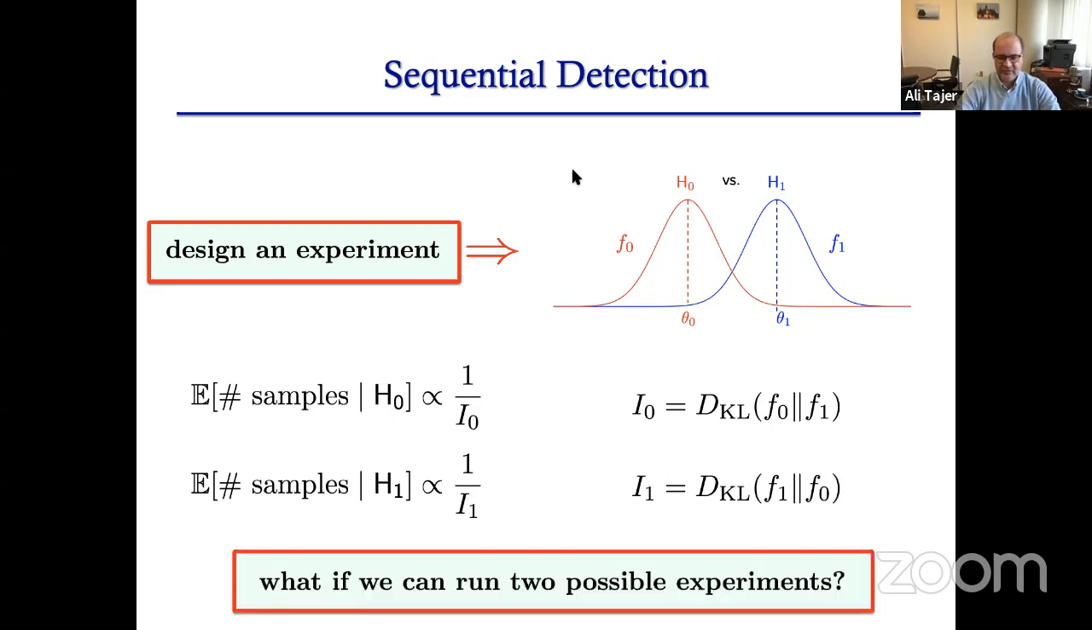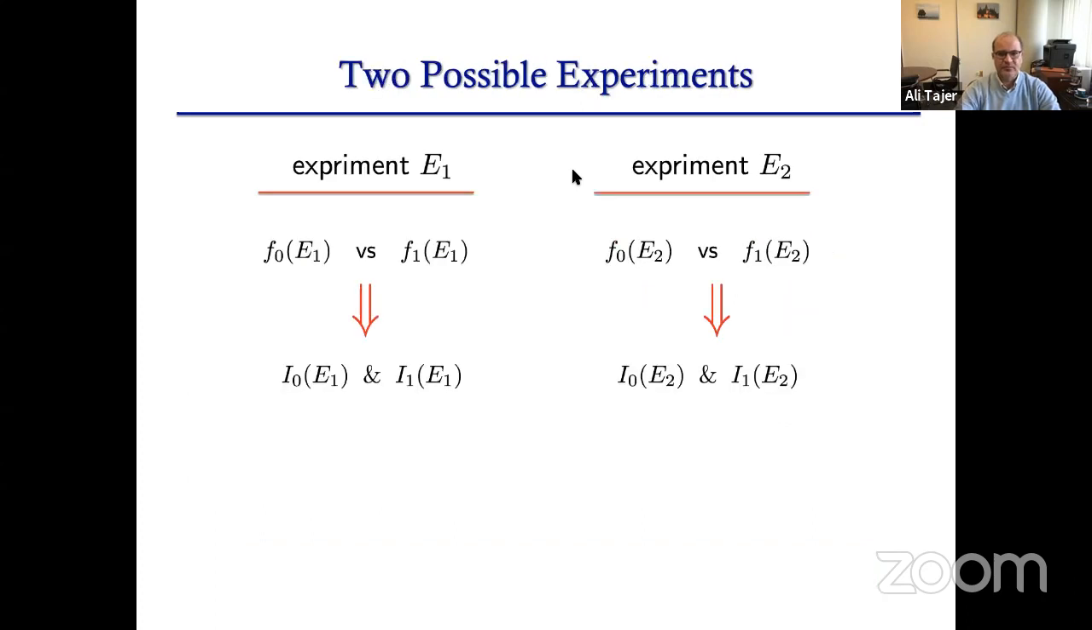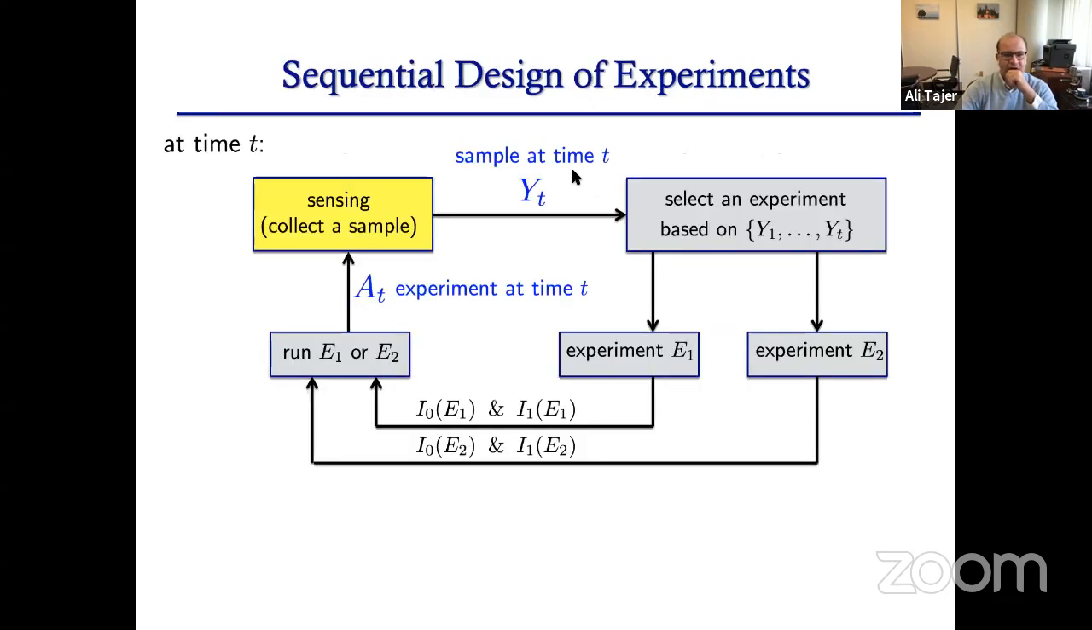And always the question that we face is that if I have these two microscopes, which one should I pick for running my experiment? So let's say that we have two possible experiments, experiment 1 and experiment 2. Under experiment E1, we have two different probability distributions, F0 and F1. And under experiment 2, likewise, F0 and F1 of E2. These are potentially distinct from F0, F1 in the first experiment. And corresponding to those, we have information measures I0 and I1. Okay.